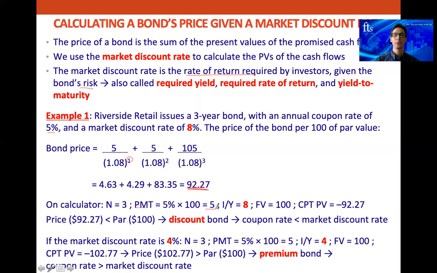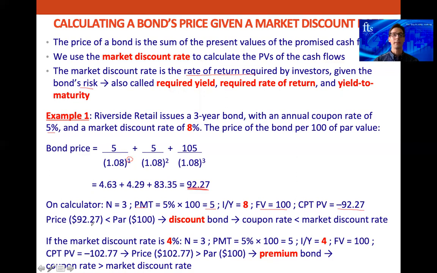So if we're the investor, we're going to get $5 a year every year for 3 years, and then the par is going to be the future value. That's the 100, because we're going to get that back at the end of the term. And then the discount rate they've given us is 8%. So this is now the value of the bond. $92, same thing as we did there.